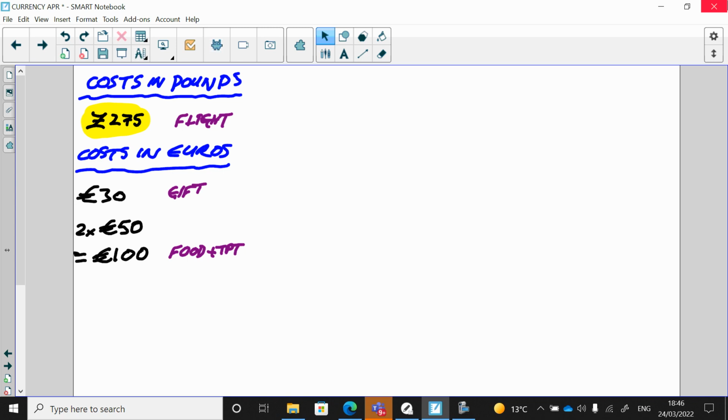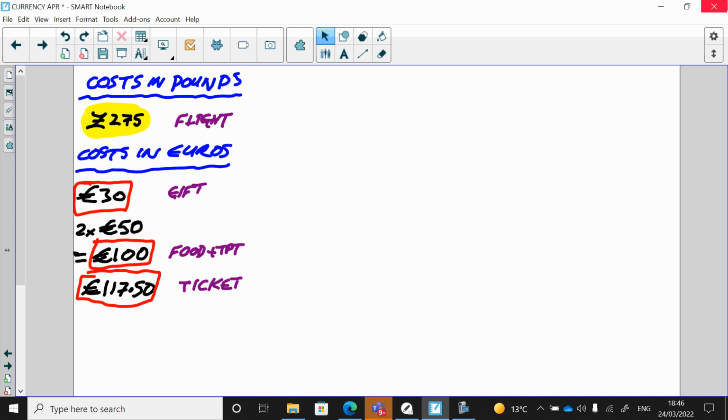Okay, and the last thing here in euros was the ticket price, which is 117 euros and 50 cents. That's fine. So that's the 3 things: gift, food and transport, and ticket. I'm just going to highlight those exact figures here because I've got some workings in there, the 2 times the 50. I don't want to include that.